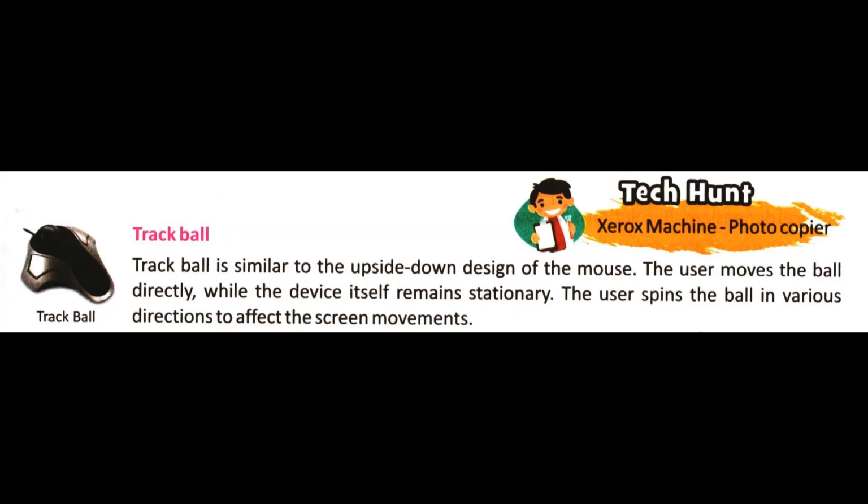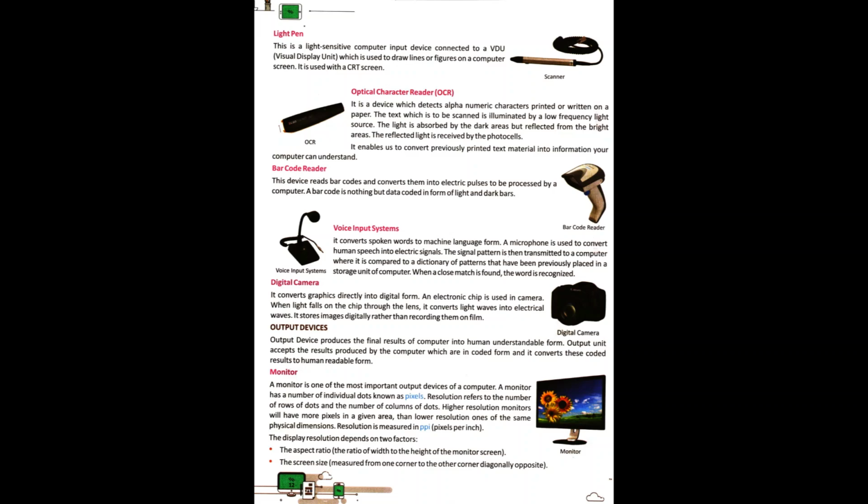Trackball is similar to the upside-down design of the mouse. In a trackball, we can move the ball right, left, up or down, or in any direction, which shows the movement of the trackball through the movement of the pointer on the screen. We use trackball mainly for the purpose of gaming on computers.